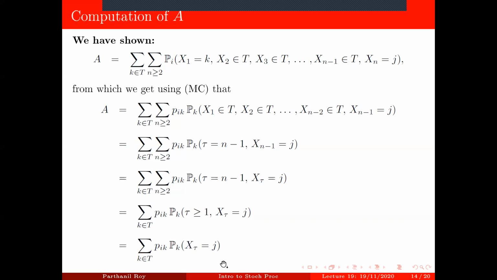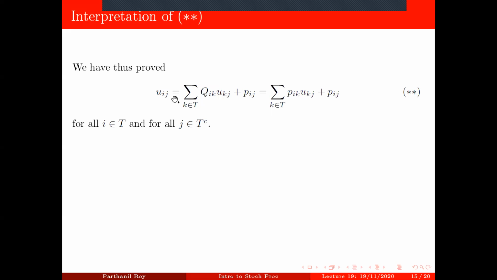So that will give us this sum here. Sum over k in T, pi_k times P_k of tau, X_tau equals j. Now recall this is just U_kj. So this is summation pi_k U_kj. So that shows that the first term A is exactly what we needed it to be. So if you combine these two, we will get that. We have already computed B, which was P_ij, and A was this term here. So therefore, what we have proved is that for each i in T and for each j in T complement, U_ij is just equal to this sum, which is star star. So this proves star star.